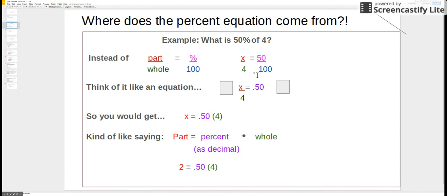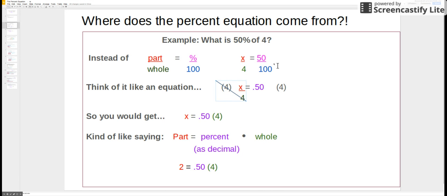Okay, how about instead of doing that, we think of it like an equation. So we keep this x over 4 the way that it is. 50 divided by 100 gets you 0.50, right? So now we have this. X over 4 equals 0.50. How do we solve for x? Well, you would multiply both sides by 4, right? That way you can cancel out these 4's, right? And then you're left with x is equal to 0.50 times 4. Oh, wait a second. This is like saying part equals percent as a decimal times whole, okay? So that's where this formula comes from.